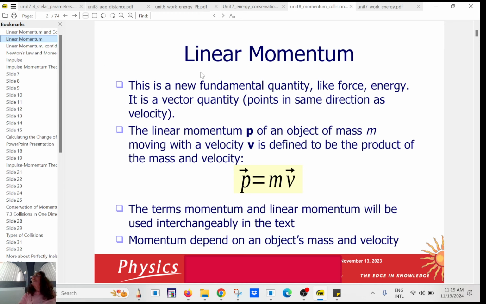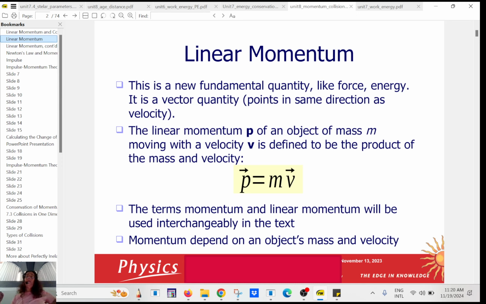So, linear momentum. I'm going to introduce a new physical quantity. That physical quantity is called the momentum. Newton called that the quantity of motion, and it will be the mass in kilograms times the velocity. And you see it's a vector. You take a vector, you multiply by the scalar, so that's going to be a vector, right?